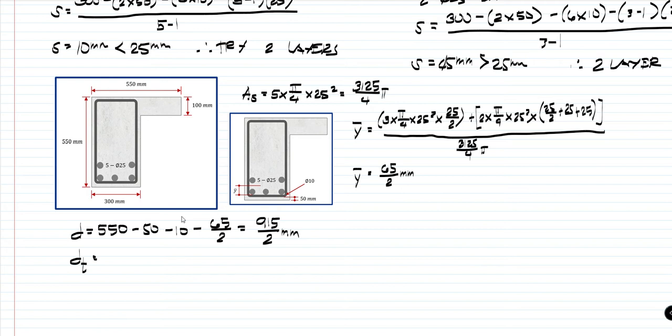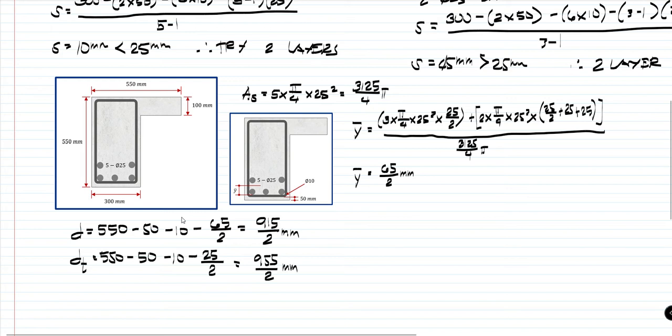And yung d sub t natin will be different from our effective depth. So si d sub t will just be the height which is 550 minus the clear cover which is 50 minus 10 minus the half of the first layer bar diameter which is 25/2. So that will result into a value equivalent to 955/2 mm. So ito na ngayon yung values natin nung AS, effective depth d, and nung dt.